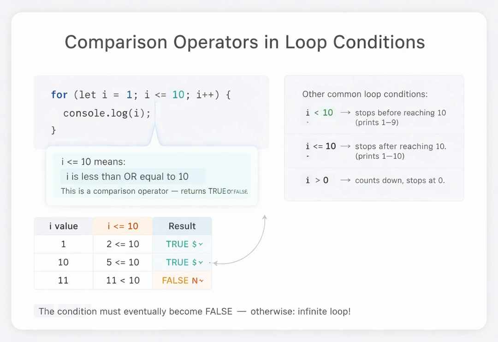Notice the difference between less than and less than or equal to. If you use just less than 10, your loop would stop at 9, printing only 1 through 9. With less than or equal to 10, you include 10 in the output. This distinction matters a lot when you're building things like multiplication tables or generating a specific number of elements. Always think carefully about whether your boundary should be inclusive or exclusive.